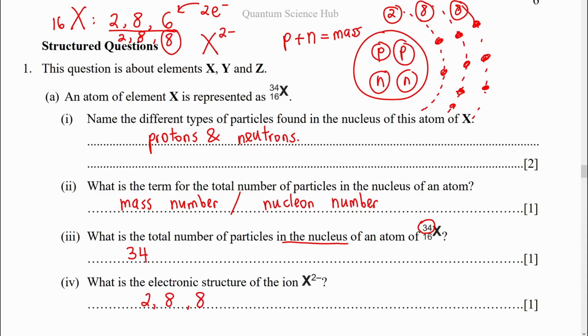Not 2, 8, 6, because 2, 8, 6 is for the atom, while the ion is already complete, which is the valence electron is full. In this case, it is 8. So the electronic structure for ion X2- is 2, 8, 8.